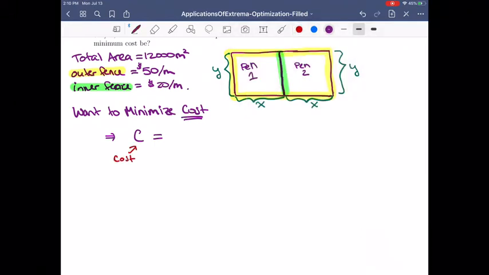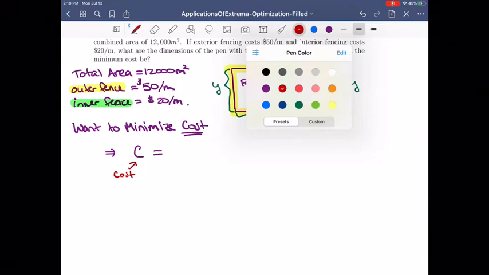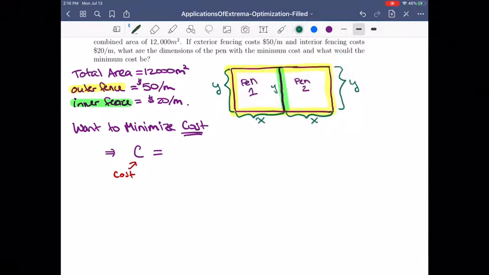So how would I compute this equation? Well, the costs are different if I'm on the outside or the inside. So I need to buy all this fencing material, and I want to know how many meters of each I need. If I think about the inner fence, it has length y, right? Because each of these vertical lines has length y. So I need y meters of that fence, and I know it's $20 per meter. So the cost for the inner fence is going to be 20 times y.